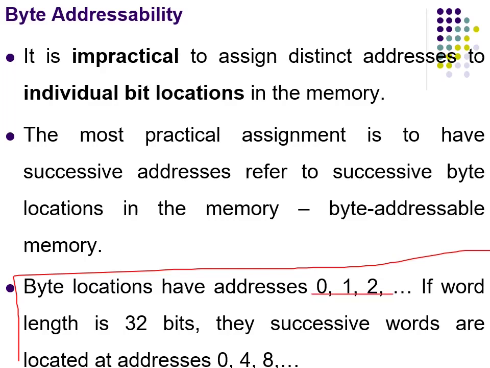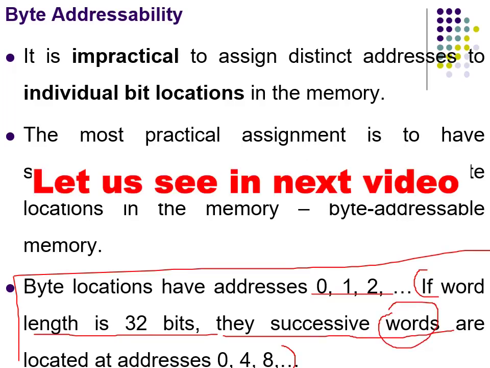Now, if a word length is 32-bit, they have successive words located at addresses 0, 4, 8, etc. So what is this sentence? Here they have included the word. Word means the maximum size of data the processor can fetch. So what is this actually? See, let us see.